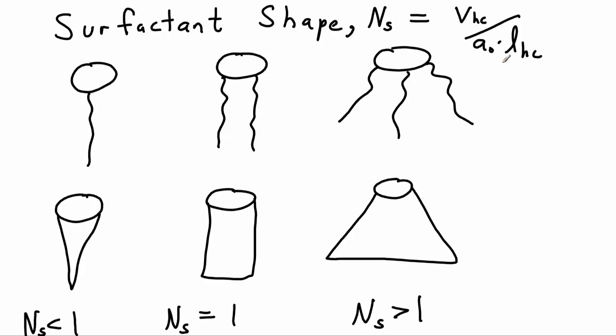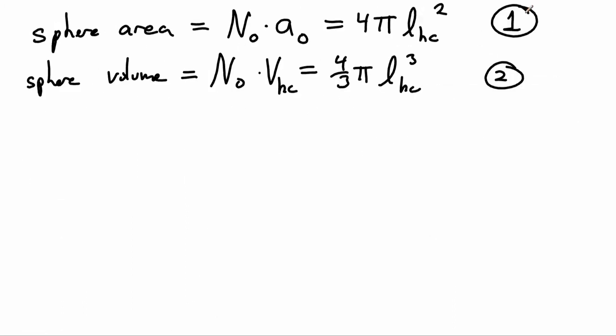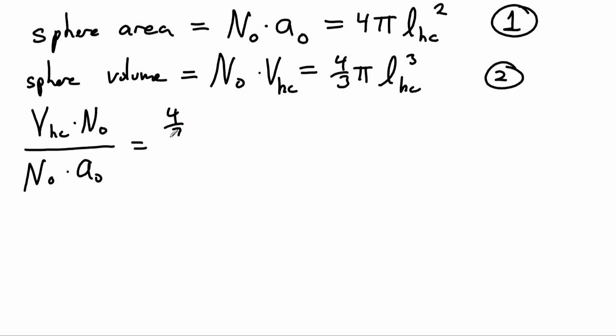Our goal is to find an expression for the surfactant number. So going back to surfactant number, we see that's this ratio here. We want volume divided by length and area. We can get a good start at that if we simply divide equation 2 by equation 1. So on the left-hand side, we have volume of hydrocarbon times N naught divided by N naught and A naught. And on the right-hand side, we've got 4/3 pi L hydrocarbon cubed. And on the bottom, we have 4 pi L hydrocarbon squared.